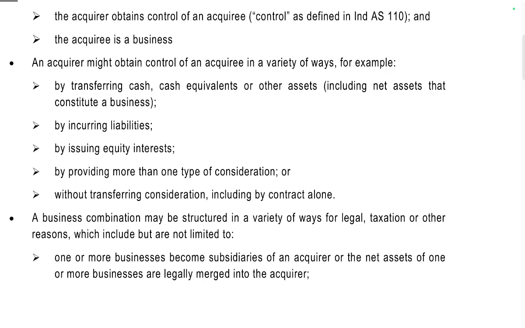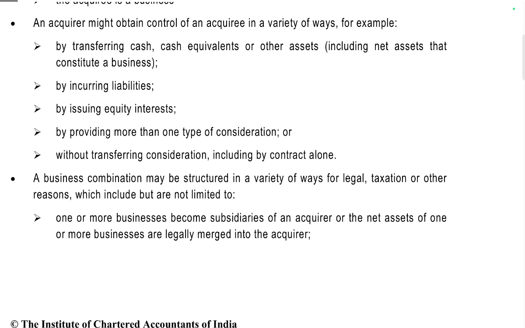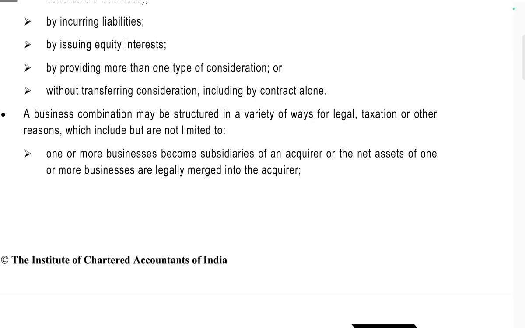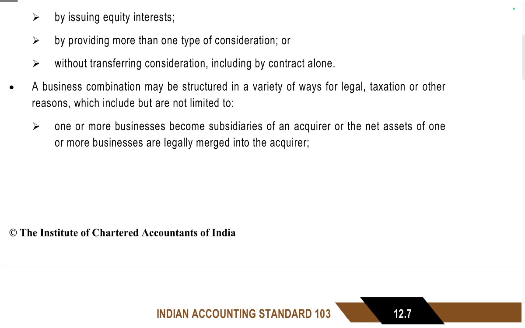An acquirer might obtain control over the acquiree in various ways. For example, by transferring cash and cash equivalents or other assets, including net assets of the acquirer, by incurring liabilities, by issuing equity interests, or by providing more than one type of consideration. A method of transferring consideration may include contract only.